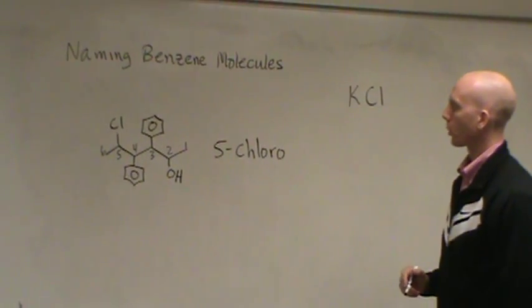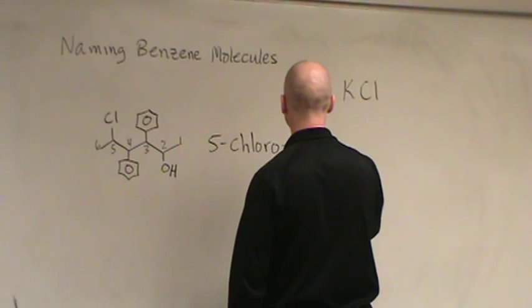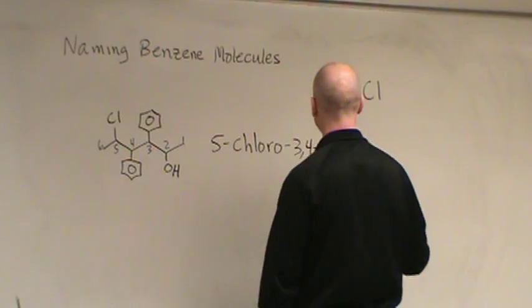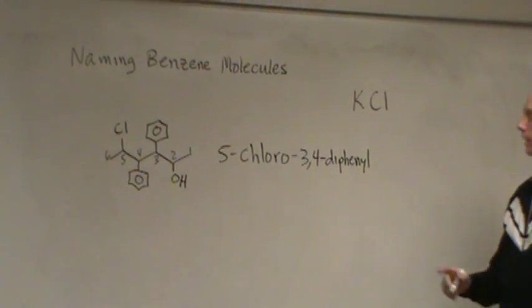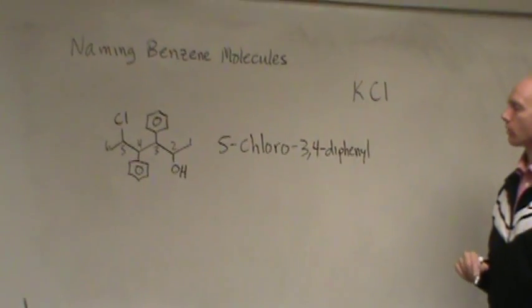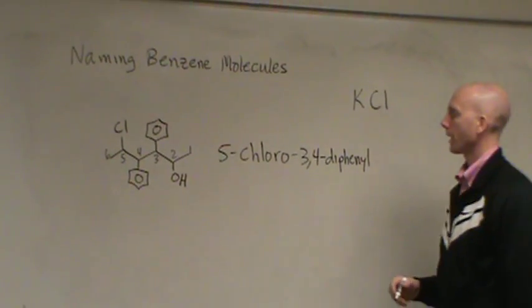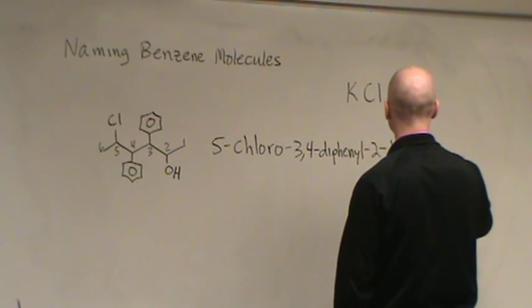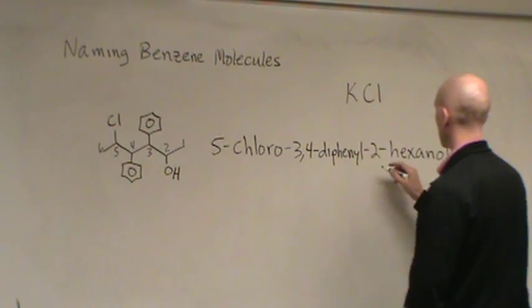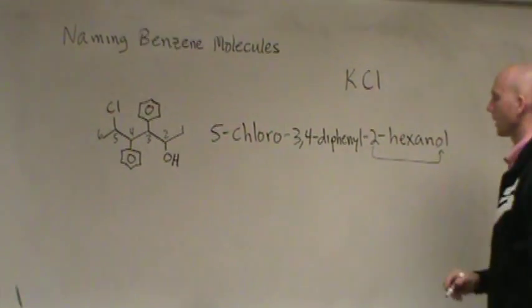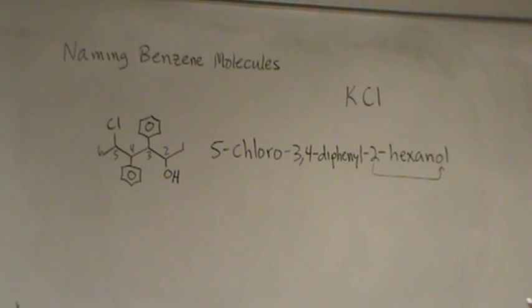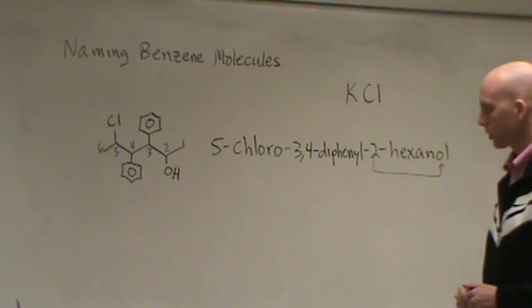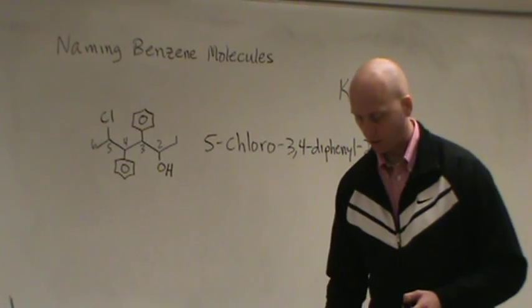Then on the 3 and 4, we have phenyl groups. So we would have 3,4-diphenyl. And then we have an alcohol on the 2. So the 2 tells me where the OH is for 2-hexanol. So that would be 5-chloro-3,4-diphenyl-2-hexanol. Okay?